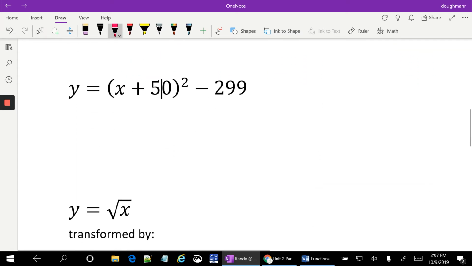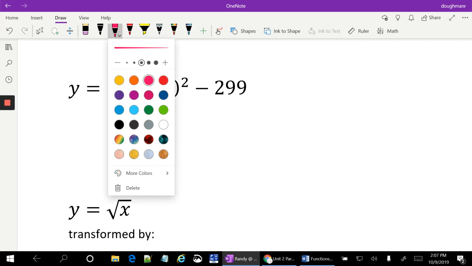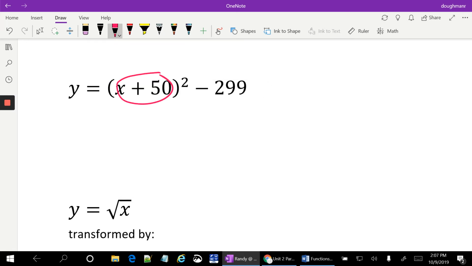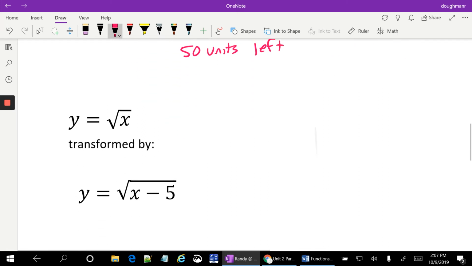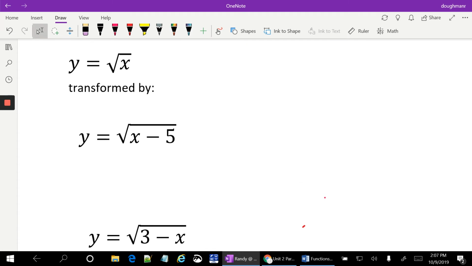And we can do a combination. And here, sorry, that is affecting the input. So that is a horizontal slide, and that's going to be 50 units left since we're adding. And then the minus 299, we're adding or subtracting from the output. So it is a vertical slide down 299 units. Okay, now we'll look at the square root of x, same kind of thing.